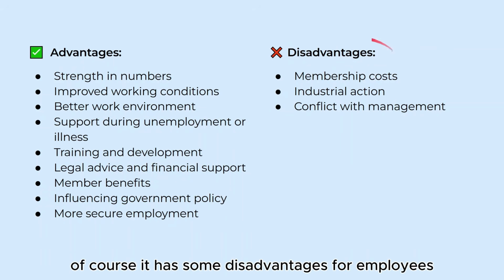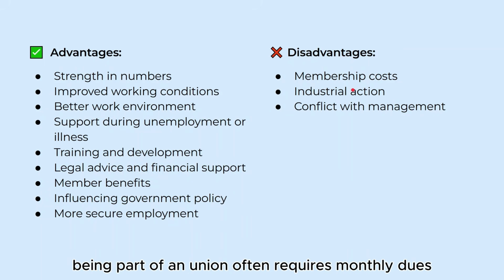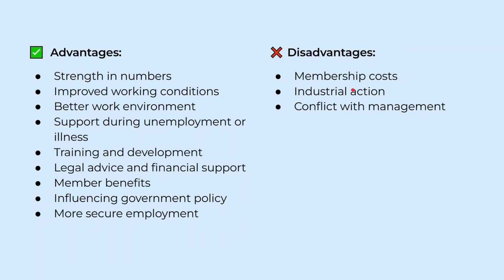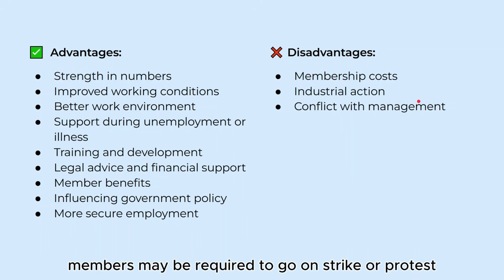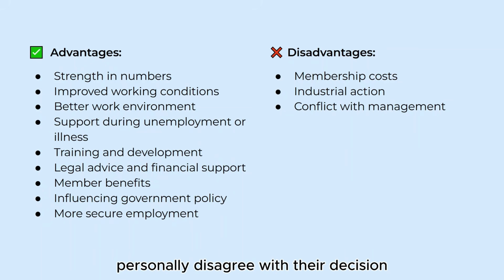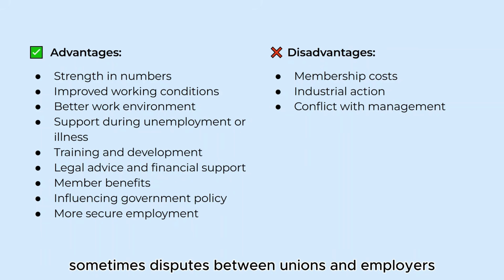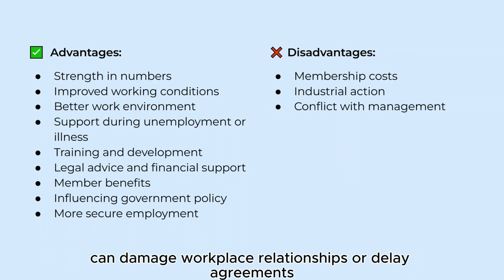Of course, it has some disadvantages for employees. The first one is membership costs. Being part of a union often requires monthly dues. Industrial action: members may be required to go on strike or protest even if they personally disagree with the decision. And the last one, conflict with management. Sometimes disputes between unions and employers can damage workplace relationships or delay agreements.